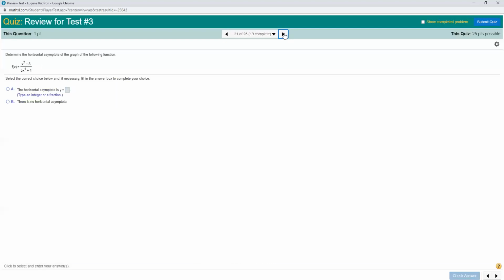All right, 21 doesn't require any work, really. They want us to find the horizontal asymptote. So there's 3 cases. The top's higher degree than the bottom, the bottom's higher degree than the top, or they're equal.